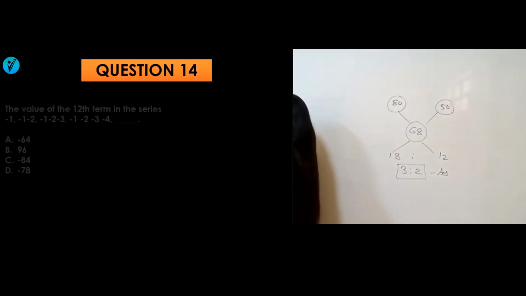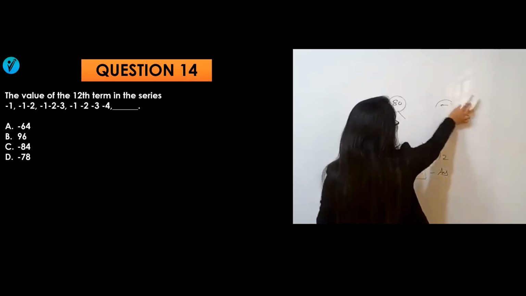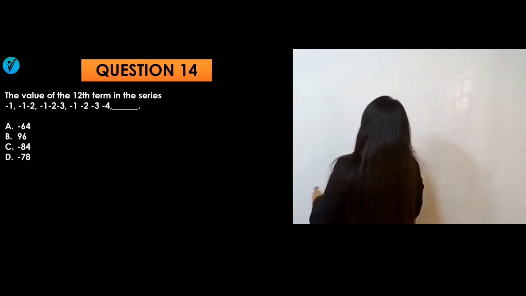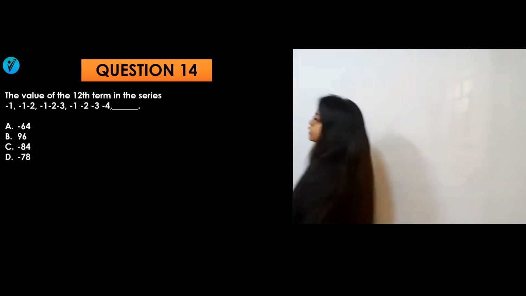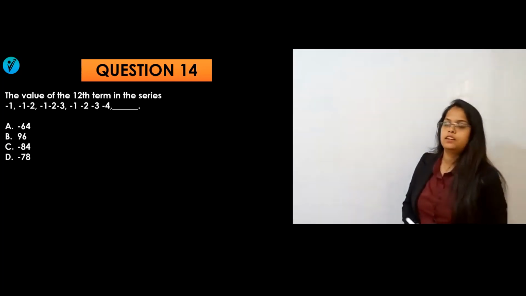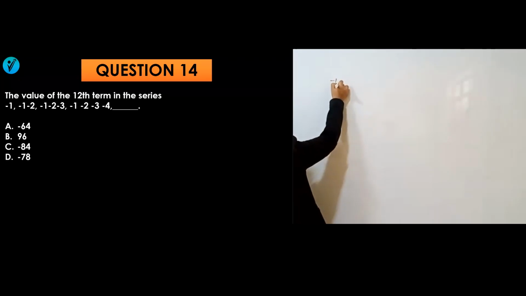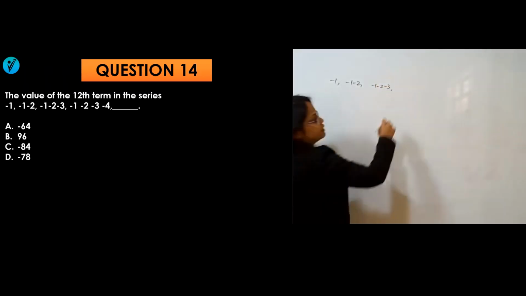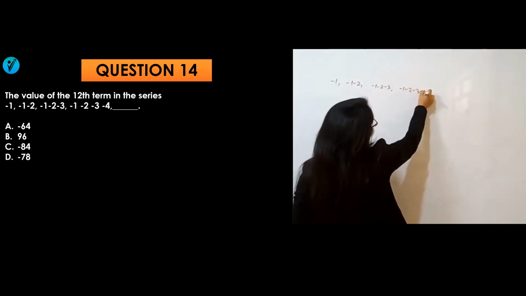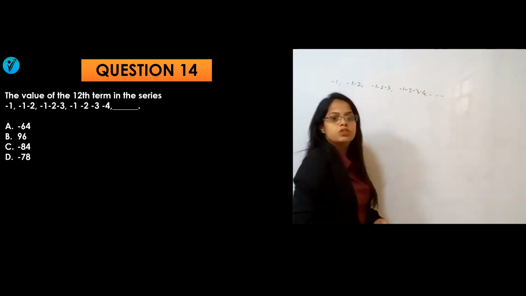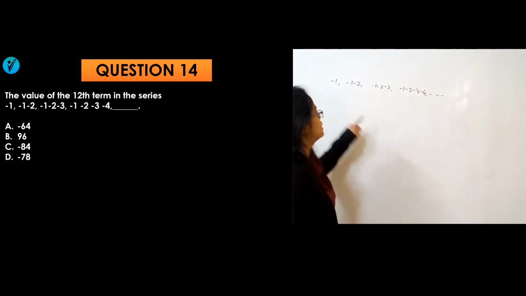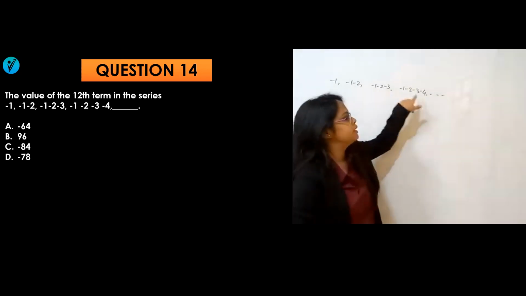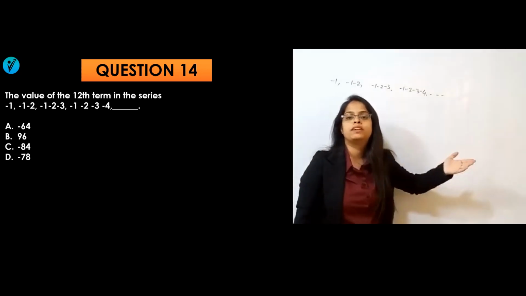Now let's go for the next question, question number 14. What are they saying in this question? The value of the 12th term in this series, where the series is 1, minus 1, minus 2, minus 1, minus 2, minus 3, minus 1, minus 2, minus 3, minus 4, and so on. So I know that for the first group they are taking 1. For 2 they are taking minus 1, minus 2. For 3, minus 1, minus 2, minus 3. For 4, minus 1, minus 2, minus 3, minus 4.